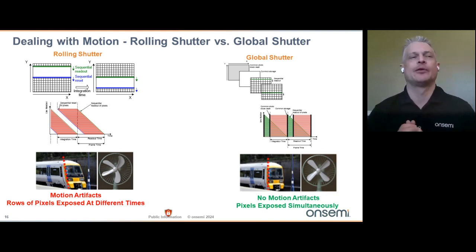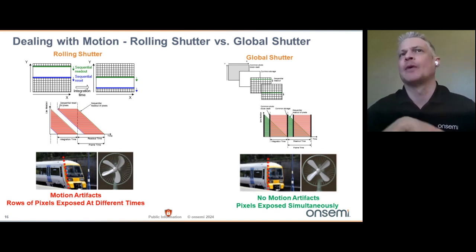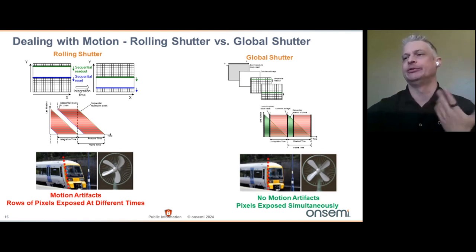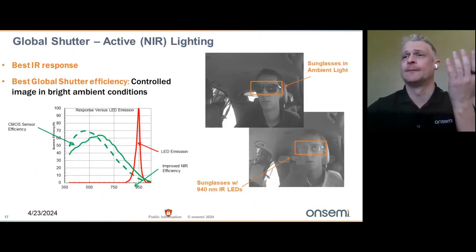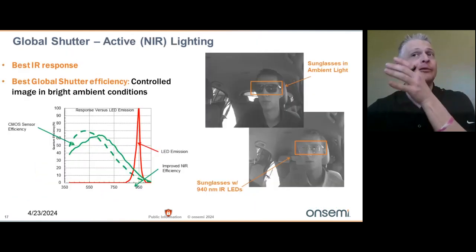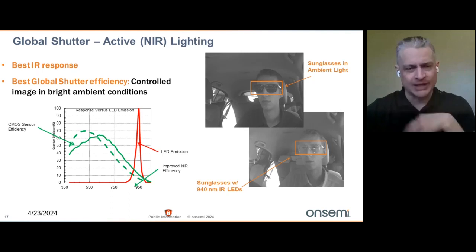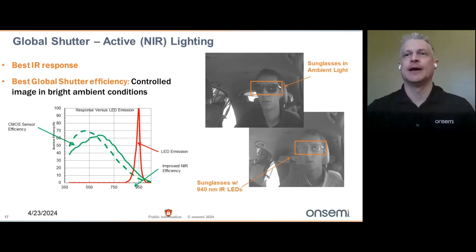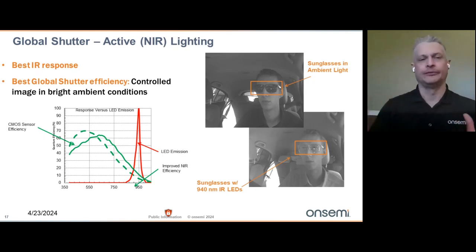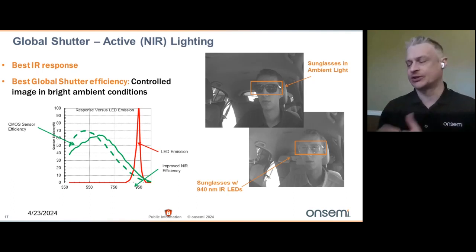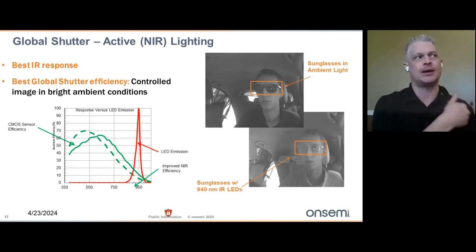So you'll see a trade-off in global shutter with sensitivity, quantum efficiency, and high dynamic range, but of course you're dealing with motion better. The second argument for global shutter is active lighting, and this covers a couple of different cases. One is extremely low light; you have no light. In that case, the image sensor, as I mentioned, can see what the eye can't see.